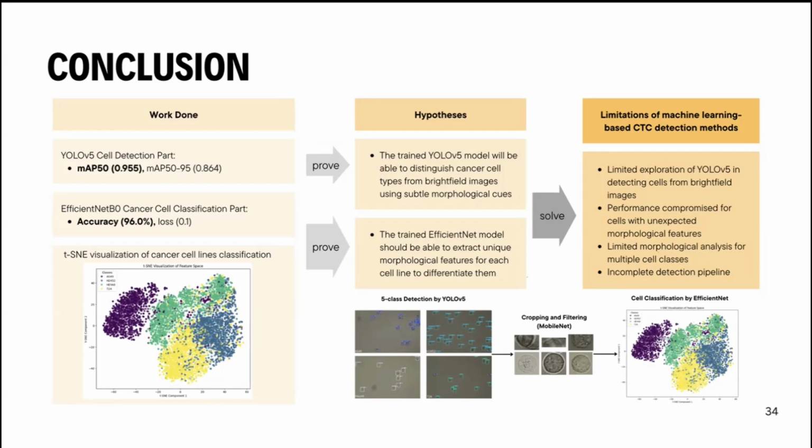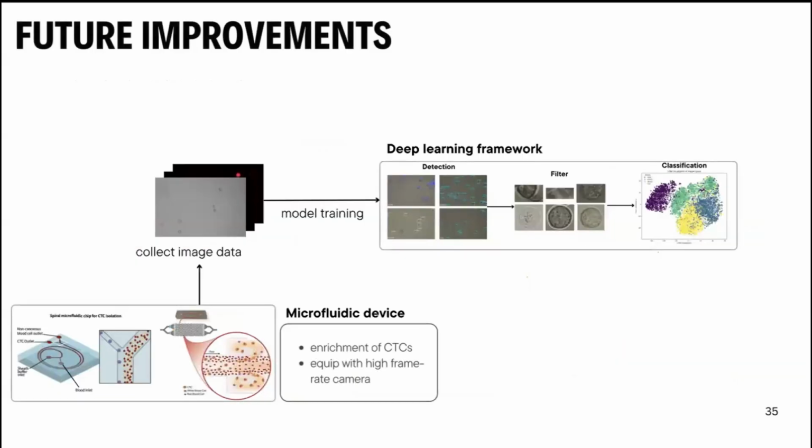So with this, we can solve some of the current gaps in literature, such as the limited exploration of YOLOv5 for detection and limited morphological analysis of multiple cell classes from bright field images alone, as well as the lack of a pipeline that combines detection and classification together. And by using deep learning algorithms, we also address the machine learning problem where the performance is compromised for unusual morphological properties in CTCs.